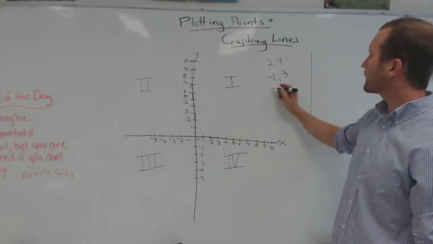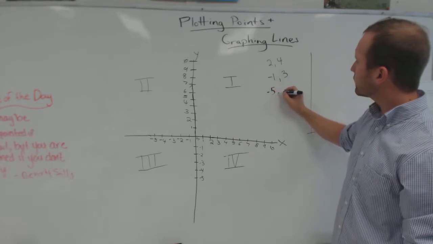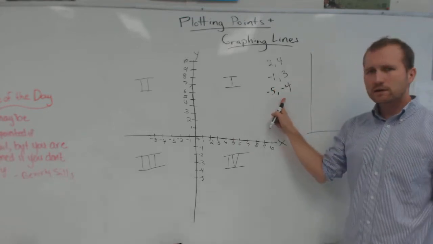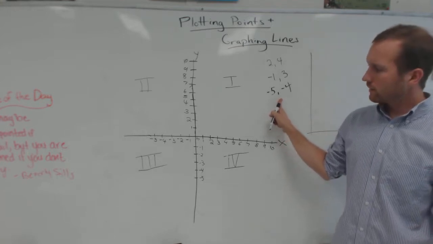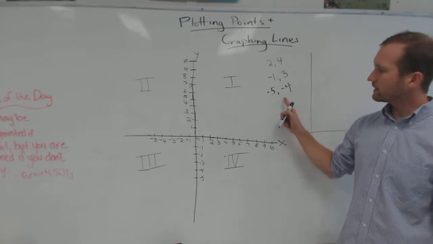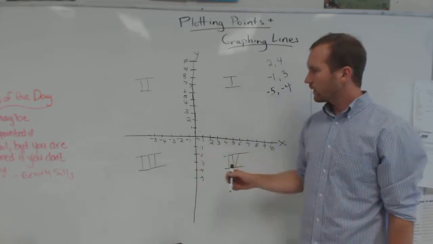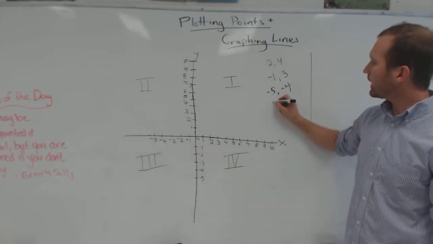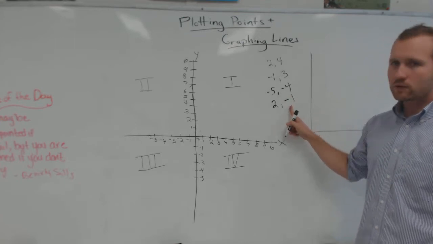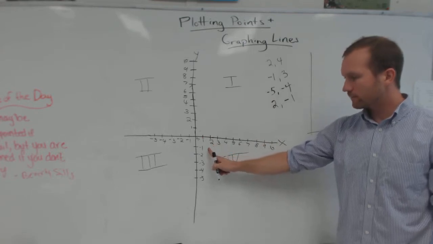What if I had a point like this, (-5, -4)? This is going to be in quadrant 3 because I'm moving left because my x is negative and down because my y is negative. So I'd be somewhere around here. And what if I had a positive x but a negative y? Then I'm going to be in quadrant 4 because I move right and then down.